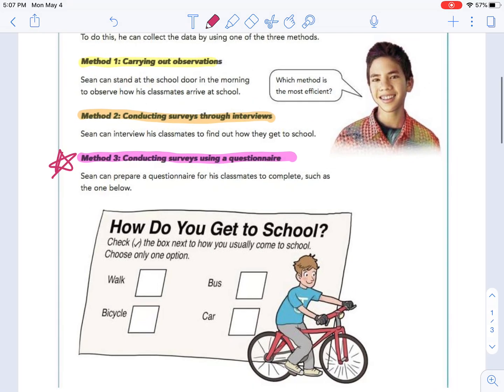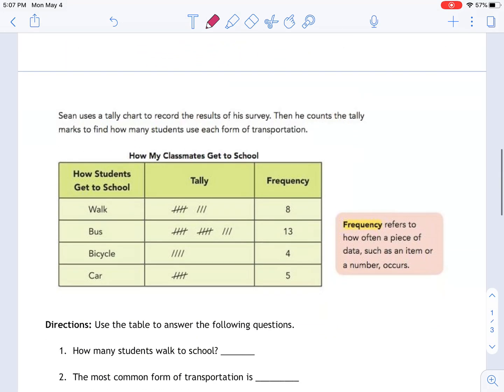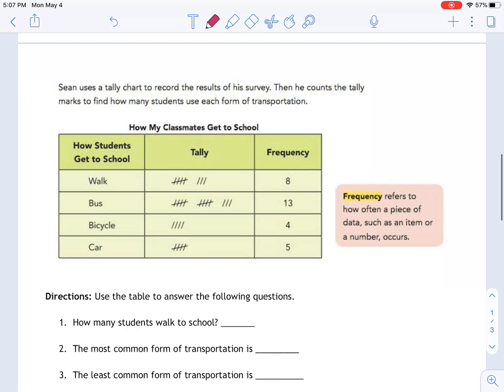Okay. Now that we have some background about Sean, we're going to scroll down and look at our second page, now at the data that he did collect with his survey. Okay, so Sean uses a tally chart to record the results of his survey. Then he counts the tally marks to find how many students use each form of transportation.